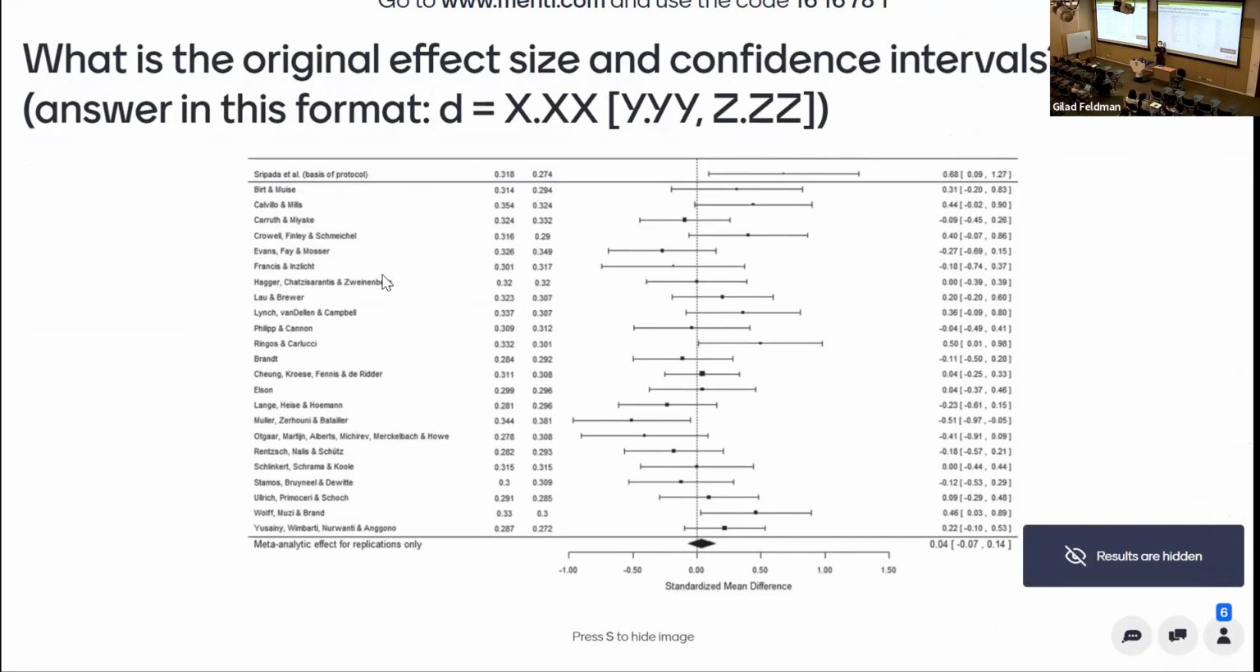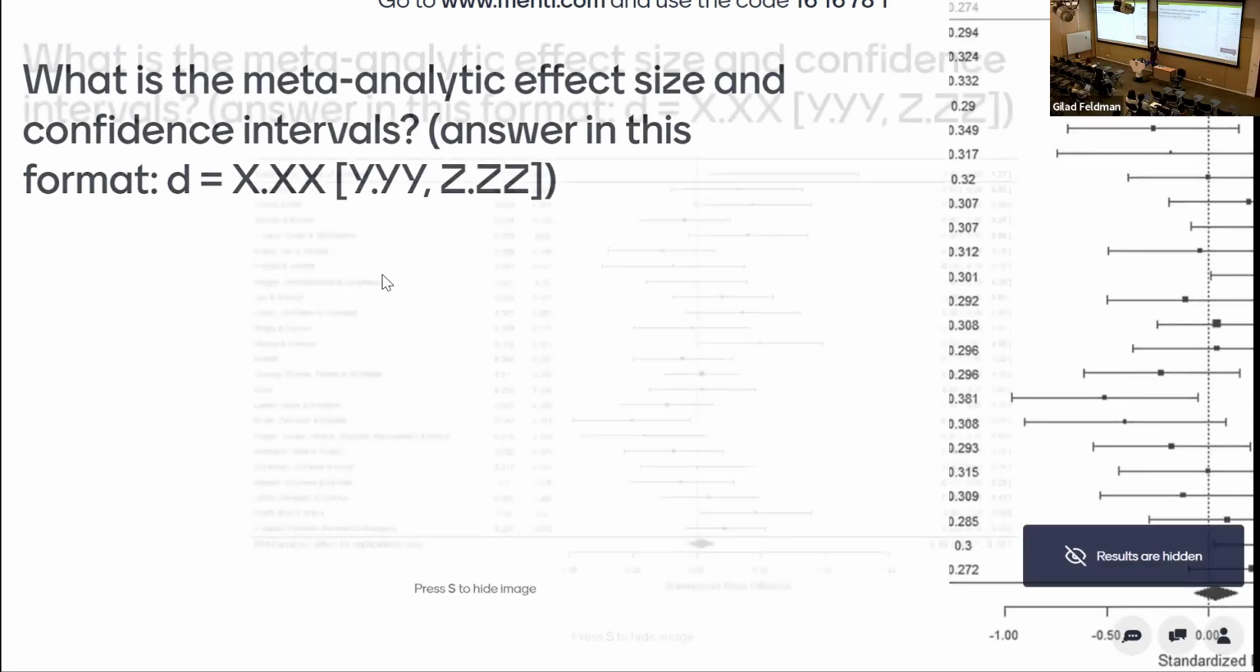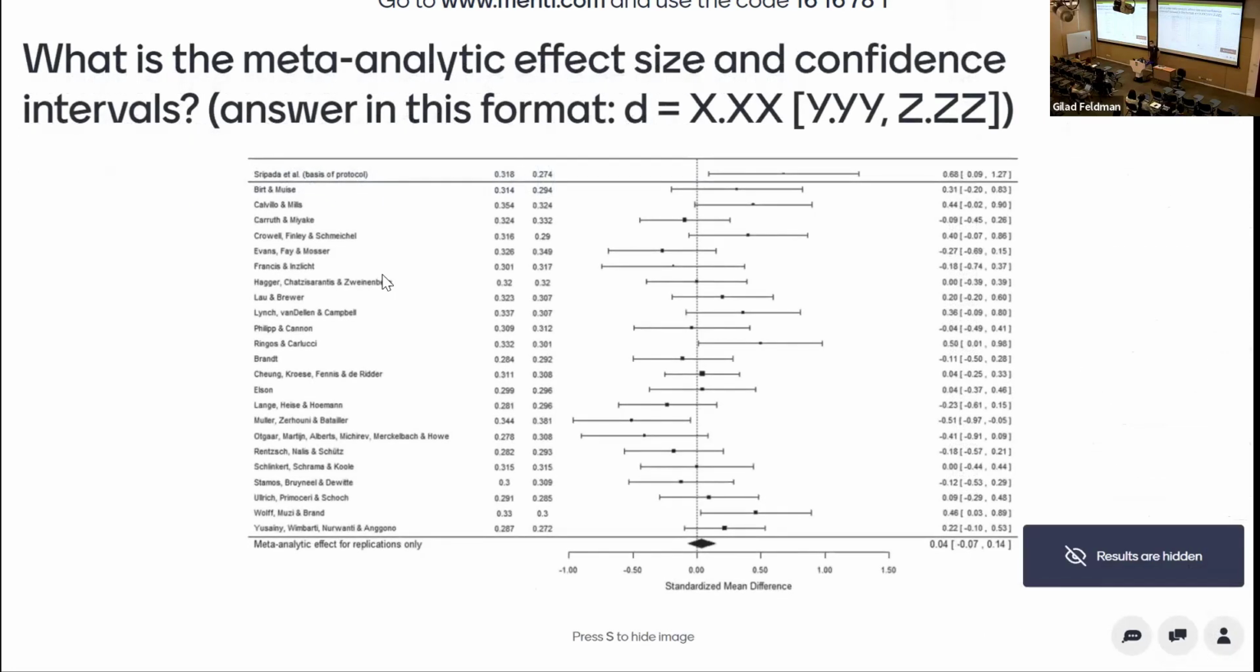Now, when we look at these confidence intervals, what do we know about this effect? What can you tell me about this effect and this confidence interval? It's significant. Why is it significant? Right. So when we see that the confidence intervals do not overlap with the null, we can assume it's a proxy for this being significant, so p-value lower than 0.05. Good. Next question. What is the meta-analytic effect size and confidence interval?